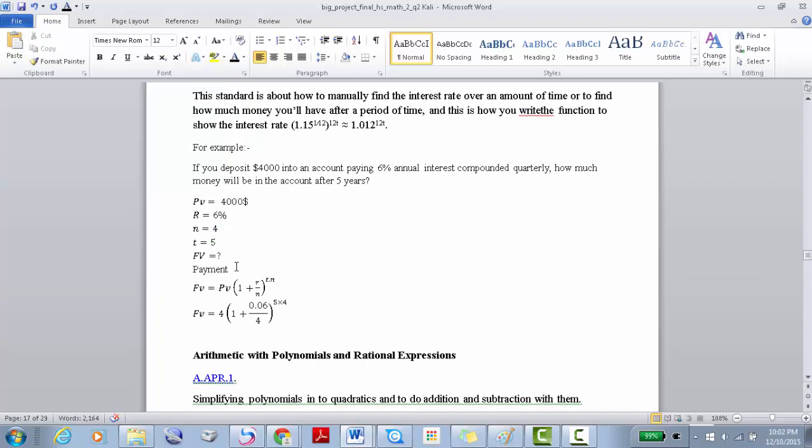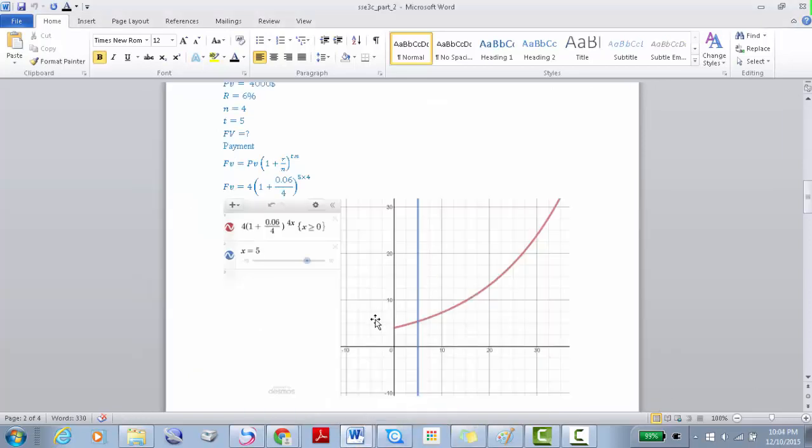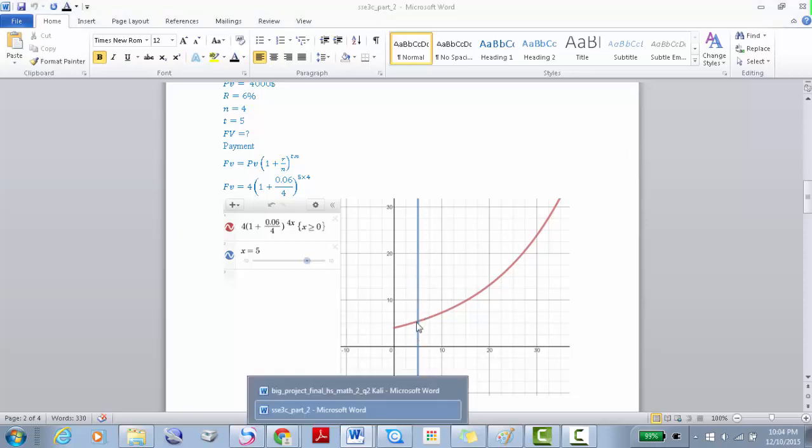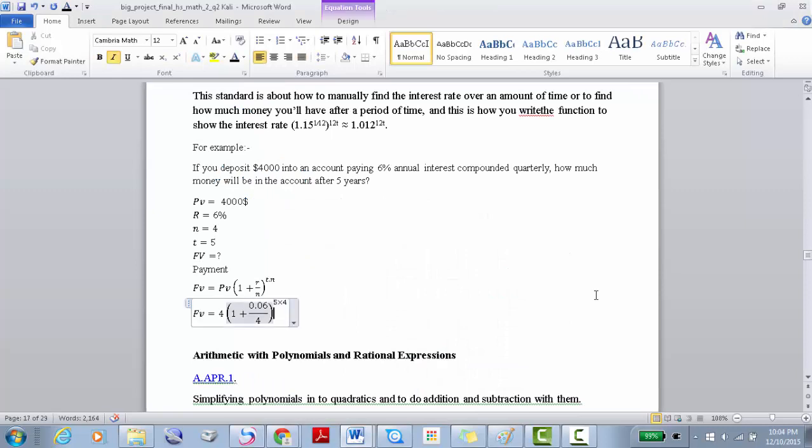So the function that we use is FV equals PV in brackets 1 plus r over n in brackets, t times n. So we put the values that we have inside, and it will be 4 in brackets 1 plus 0.06 over 4 to the power of 5 times 4. So we can graph this and see the answer. I have it graphed over here. This is the amount of growth, and 5 is marked because it keeps growing, but in the 5th year it shows the amount of money that you'll have. Let's go to the next standard.